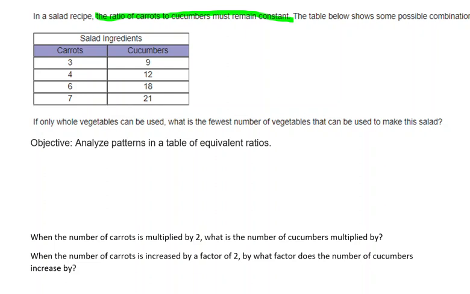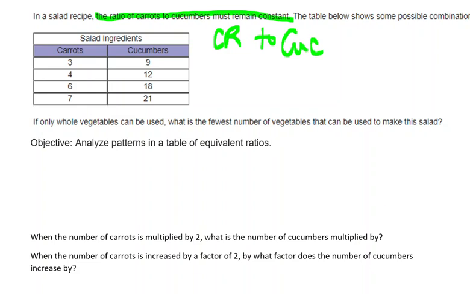Let's talk about patterns that exist in a table of equivalent ratios. Remember, a ratio is the relationship between a part to part or a part to whole. So here, this table represents the ratio of carrots to cucumbers in a salad. So when we look at the number of carrots to the number of cucumbers, we can say carrots to cucumbers.